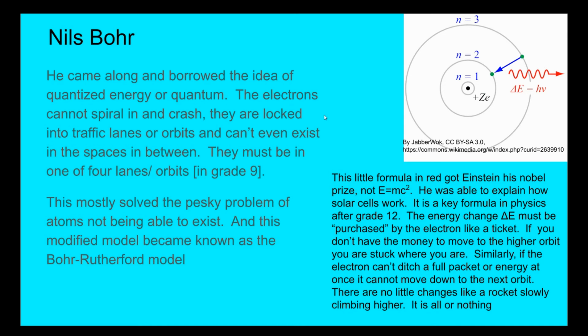And this modified orbits, where these orbits were quantized or defined, became known as the Bohr-Rutherford model. And the guy who provided the equation governing it was Albert Einstein. He never got his Nobel Prize for E equals mc squared. That was his graduate paper, and people were not that actually impressed with it. It took them about 30 years to really realize what he had done. He won the Nobel Prize for explaining how energy in a solar cell was absorbed.